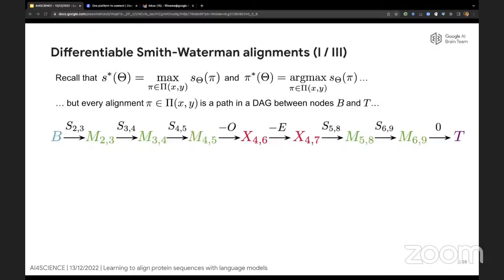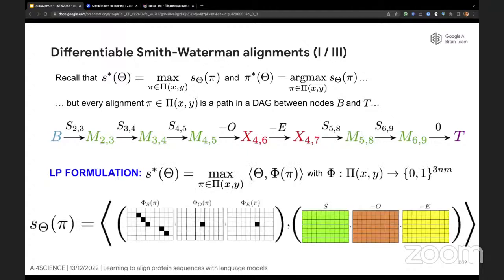First, let's see why it's tricky. As I said before, we can view Smith-Waterman as finding a shortest path in a DAG. And every alignment that we can consider as a candidate is just one particular path between B and D in our DAG. And the weights are basically the parameters of the dynamic program that before were hard-coded, now they are the output of our transformer.